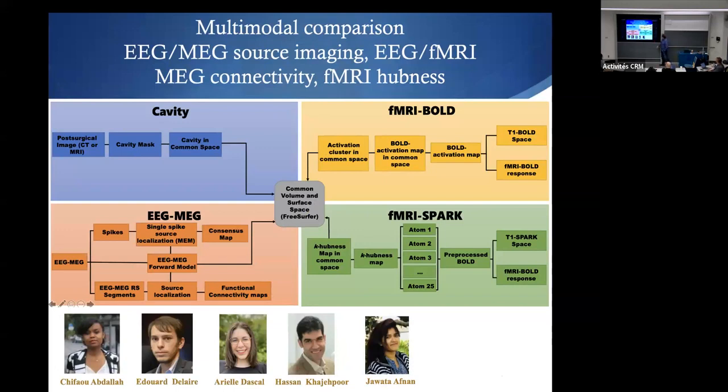where we are comparing the BOLD response and the MEG sources to the cavity that we do. But on the same subjects, what we are doing now, we are doing the hubness map with fMRI, and we are doing the laterality map with MEG, and we try to put that together. So this is where we are right now. So I will just show you two examples.